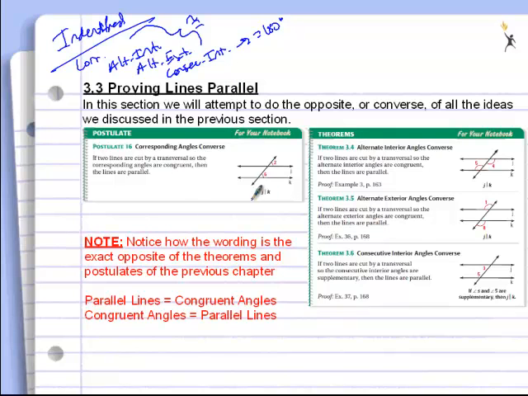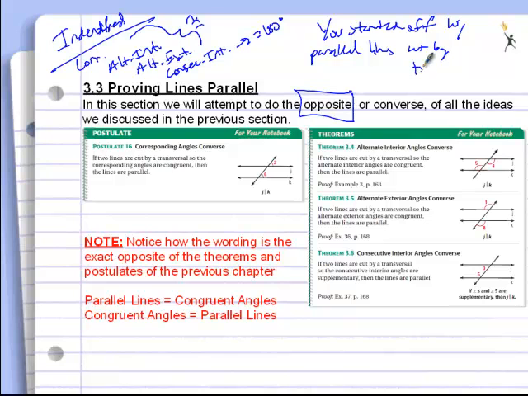Let's look at what we're doing this section. In this section, we will attempt to do the opposite, or converse, of all the ideas we discussed so far. Originally, we said 2 parallel lines cut by a transversal equals corresponding angles congruent, or alternate interior angles are congruent, or whatever. You started off every time with parallel lines cut by a transversal. That's what you started with every time.